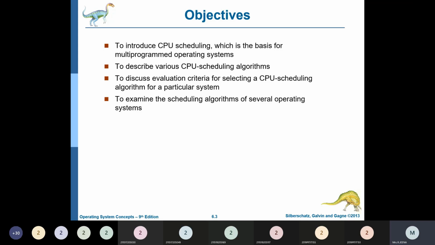So for this purpose we are introducing some scheduling algorithms to make the CPU be used optimally. So that is called CPU scheduling.